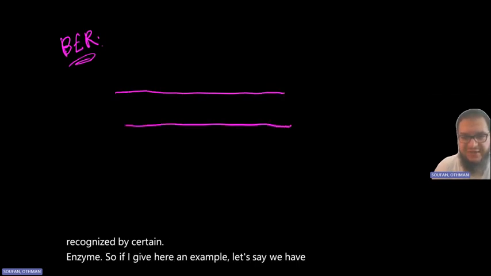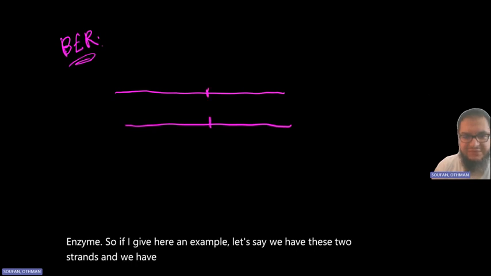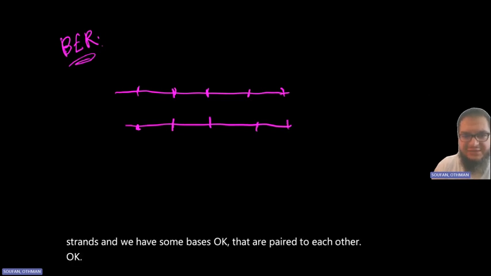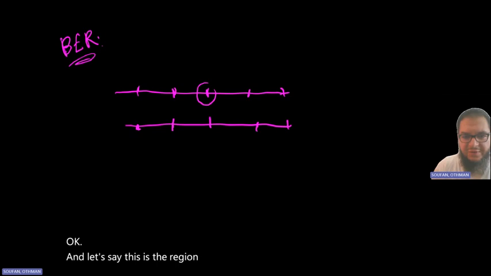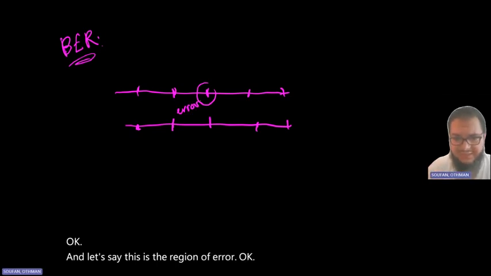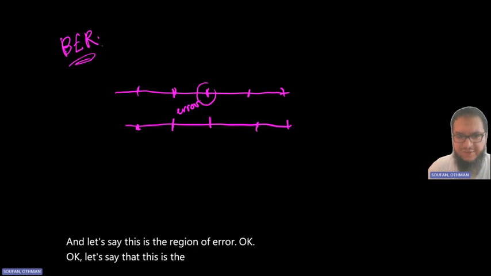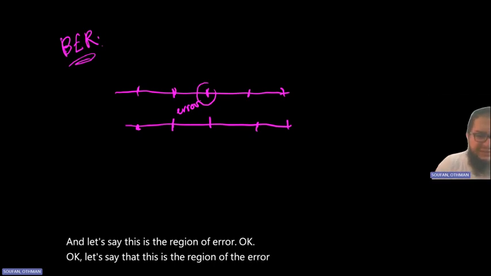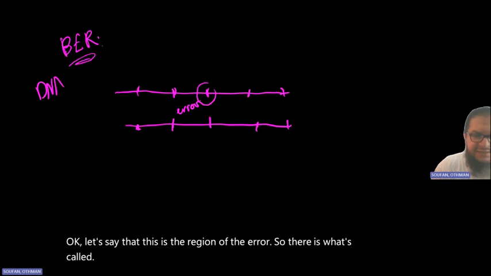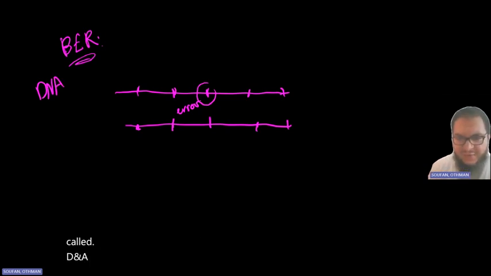So if I give here an example, let's say we have these two strands and we have some bases that are paired to each other. And let's say this is the region of the error. So there's what's called DNA glycosylase. Let me write this down.